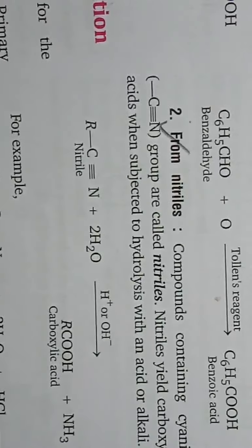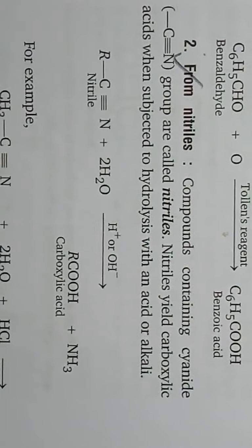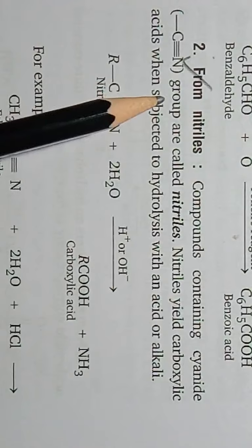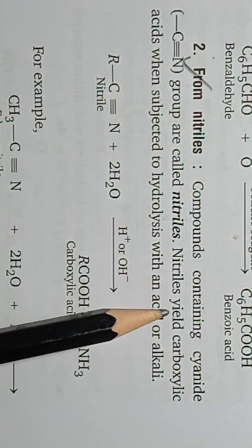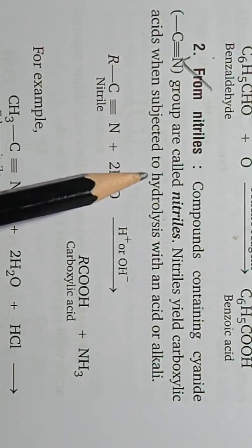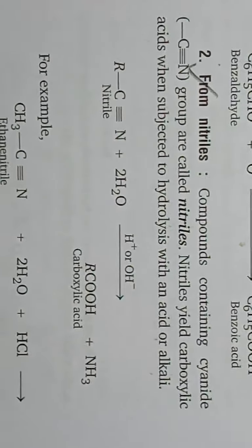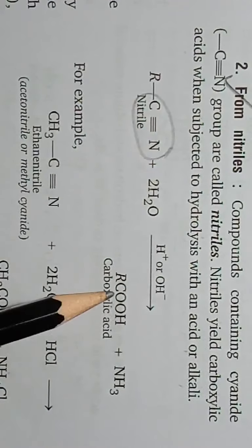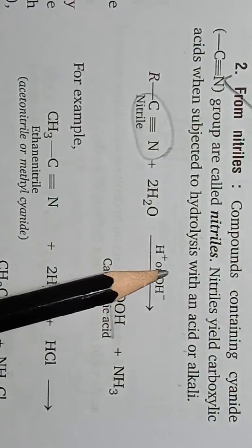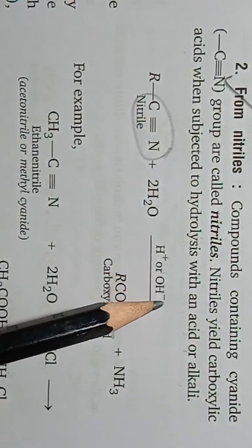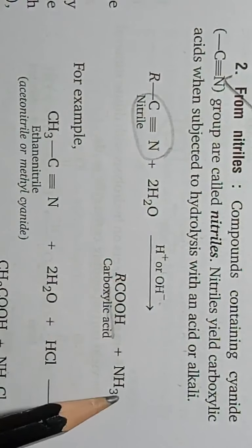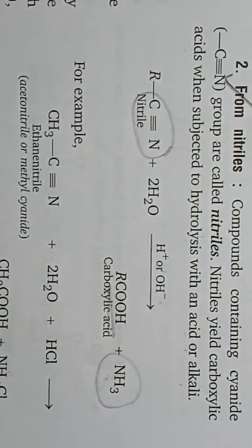Okay students, the next preparation reaction is from nitriles. As you can see here, compounds containing the cyanide group are called nitriles. Nitriles yield carboxylic acid when subjected to hydrolysis with an acid or alkali. So this nitrile group is converted into the acidic group after hydrolysis in acidic or alkaline medium. The CN group is converted into the COOH group, and ammonia is formed as a byproduct.